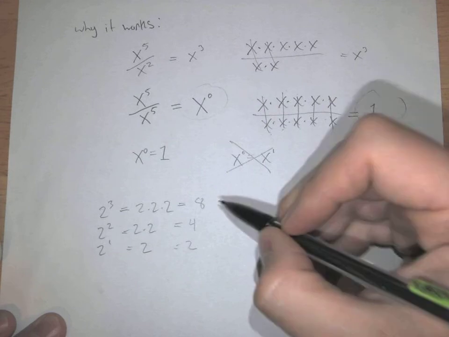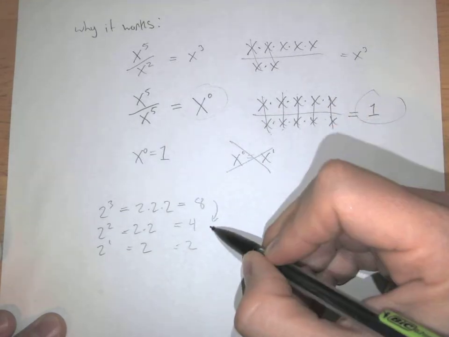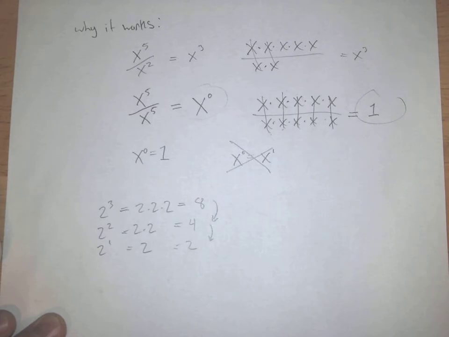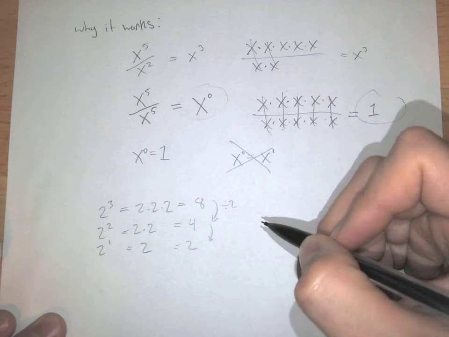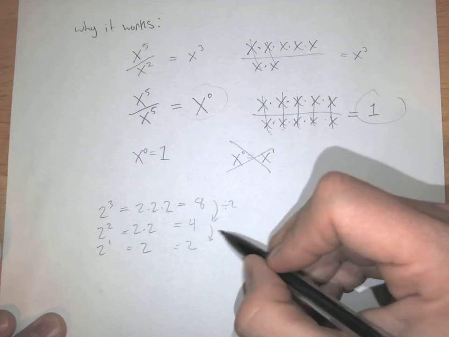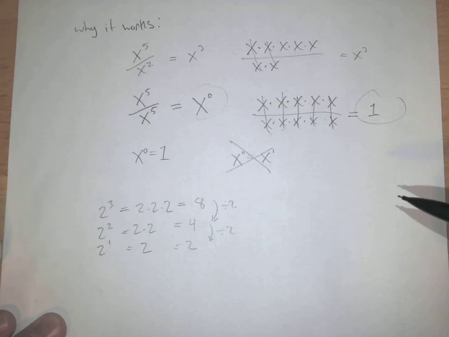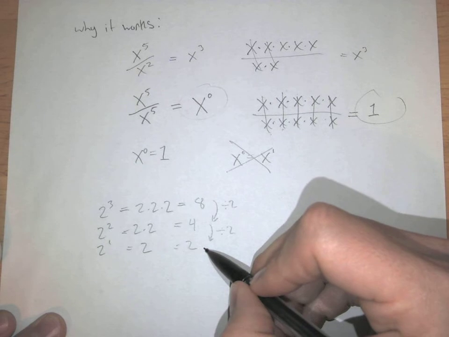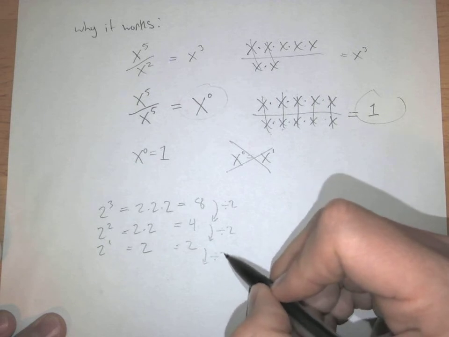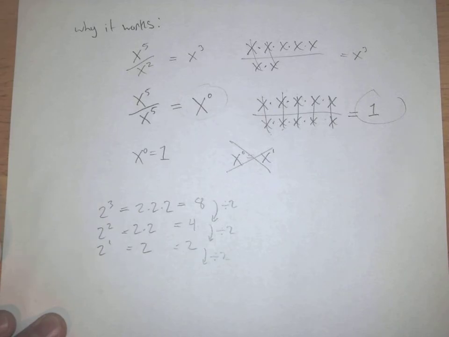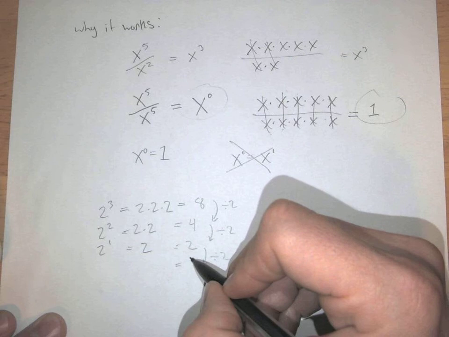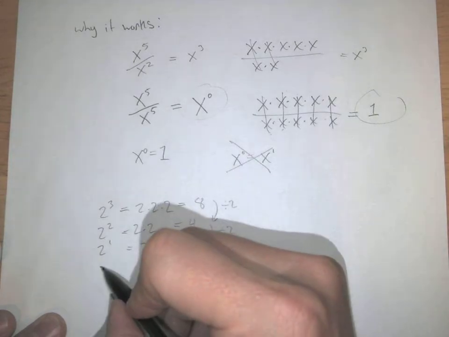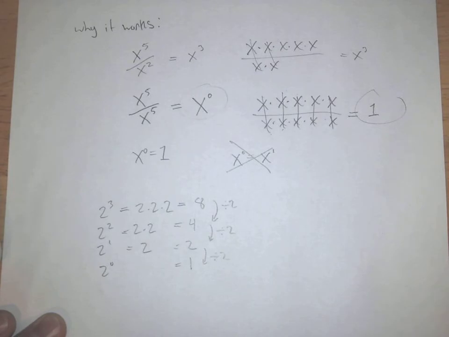Notice the pattern. Every time I'm going down a step, down a power, I'm dividing by 2, right? 8 divided by 2 is 4. 4 divided by 2 is 2. Okay, if I'm going to continue this pattern, I should do 2 divided by 2, right? And 2 divided by 2 is equal to 1. So continuing this pattern, 2 to the 0 has to be equal to 1. So again, that's just showing you that something to the 0 power is equal to 1.